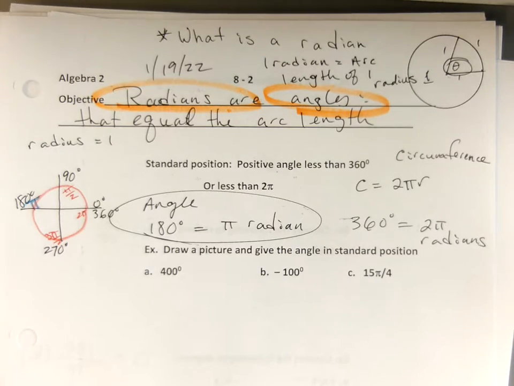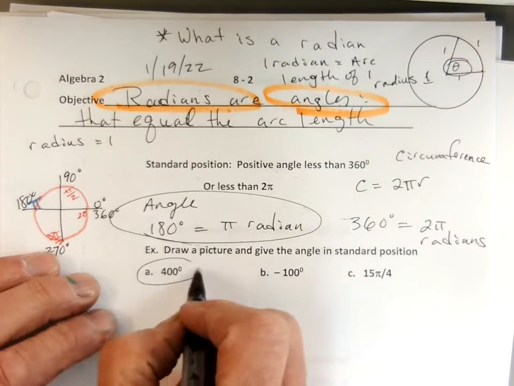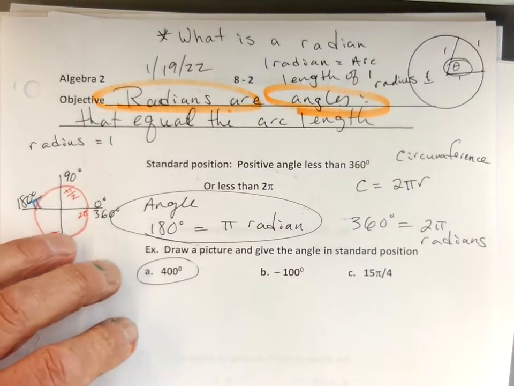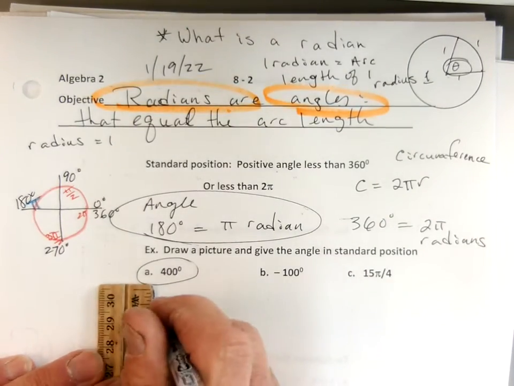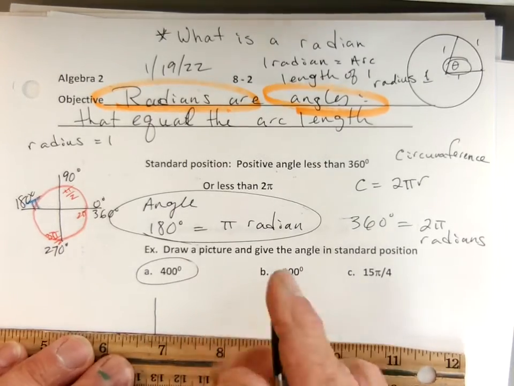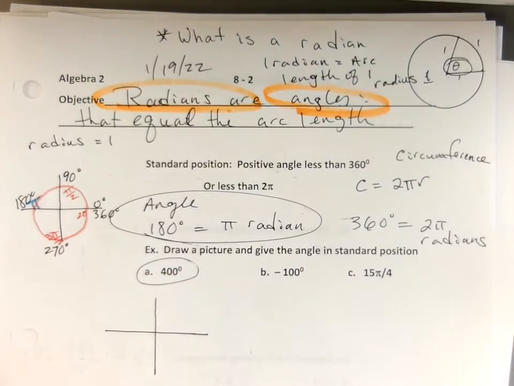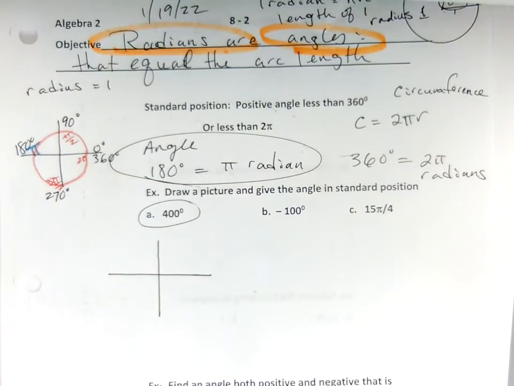We're still kind of stuck in degrees, so let's see what we can do about this one. 400 degrees. I'm going to put the circle in the middle of the paper. How many degrees are in a circle? So this 400 degrees, everybody watch. All eyes here. We're going to go 360 plus 40 more. Does that make sense?